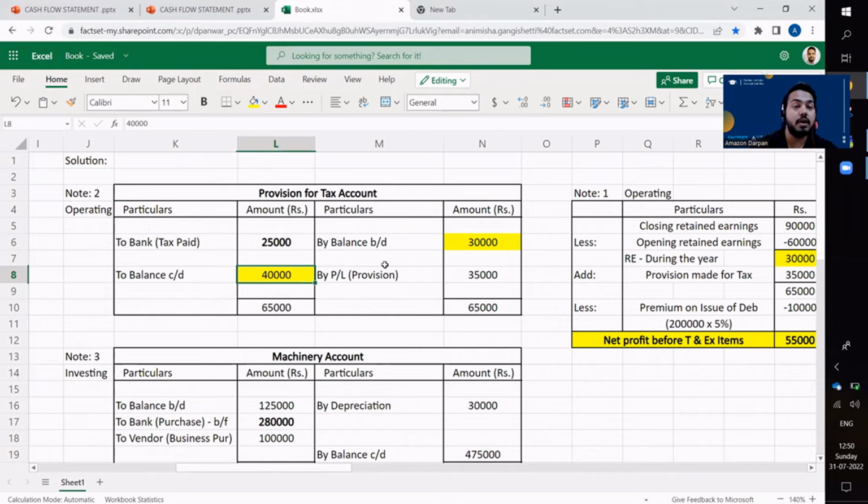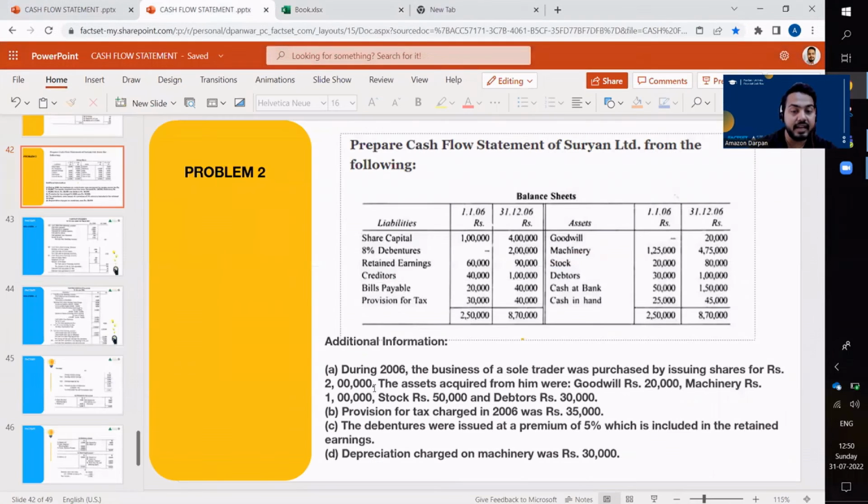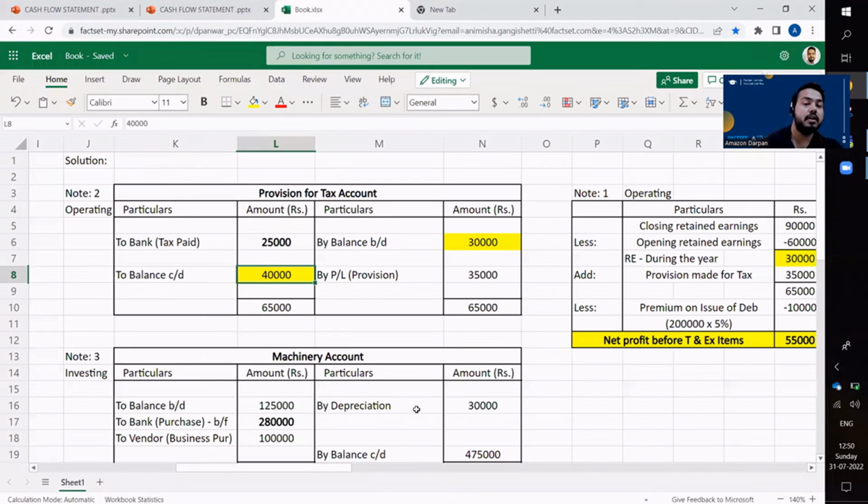And we also saw in the notes, I'll just show it again in the additional information, that there was provision for tax charge of 35,000 for this year in 2006. So that provision amount we will note down over here. Now whatever the balancing figure comes, we clearly know that that balancing figure is the amount of tax we paid using the cash which we have in our business. So this is the amount we have to look at. So this is what I'm highlighting.